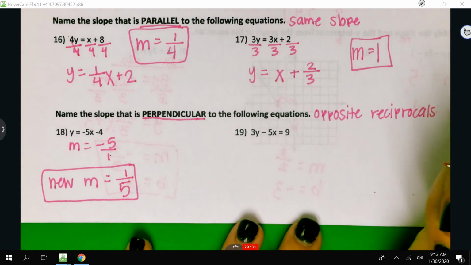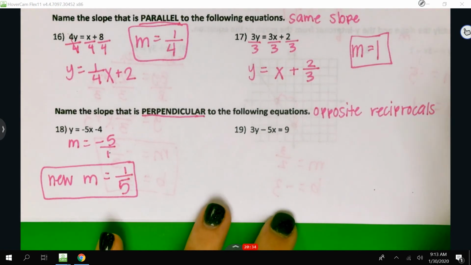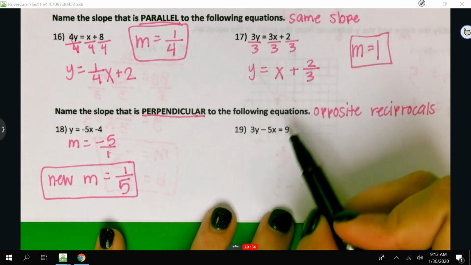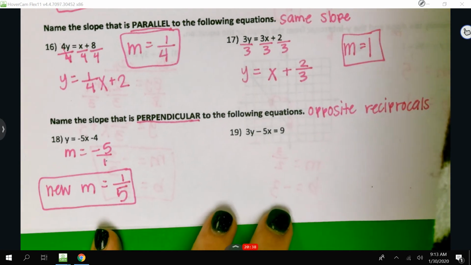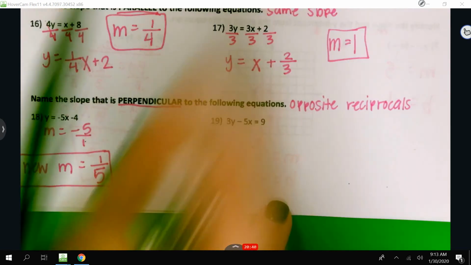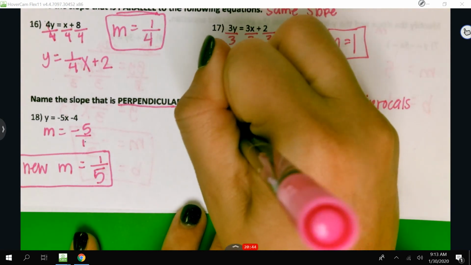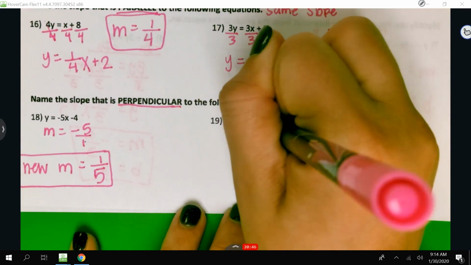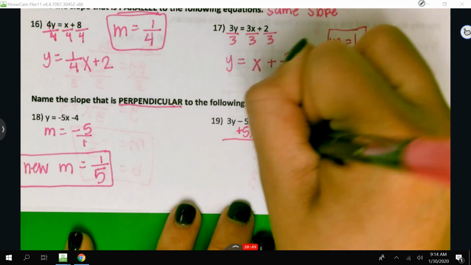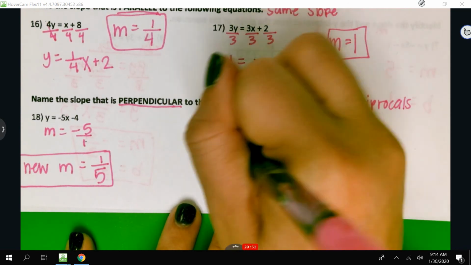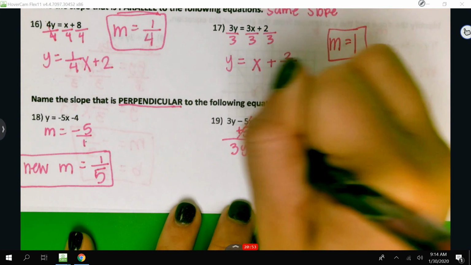Number 19, what do I need to do before I can find my slope? Get y by itself. So what am I doing first here? You have to add the 5x to both sides. Yeah, I know what you meant. So I'm left with 3y. Good.